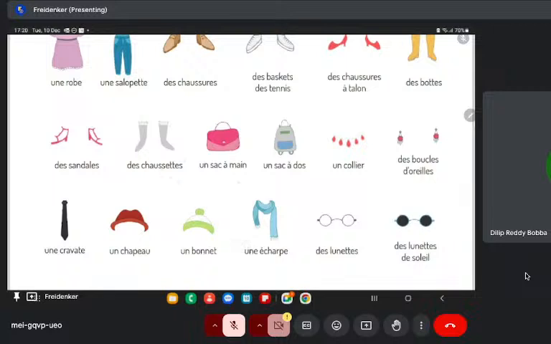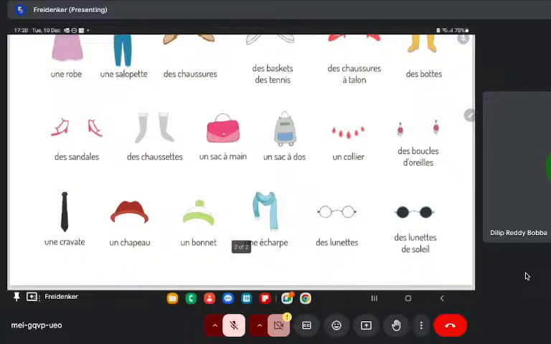Un sac à main is a handbag. Un sac à dos is a backpack. Un collier is a necklace. Des boucles d'oreilles, I think they're earrings. Une cravate is a tie. Un chapeau is a hat. Un bonnet is whatever it is that you wear on your head. Une écharpe is a scarf. Des lunettes is glasses, spectacles. Des lunettes de soleil is sunglasses.